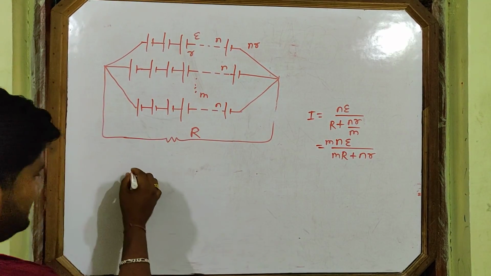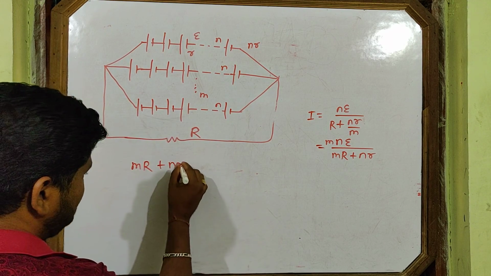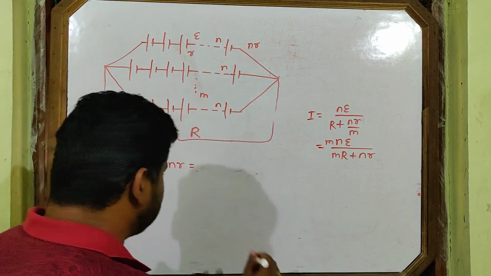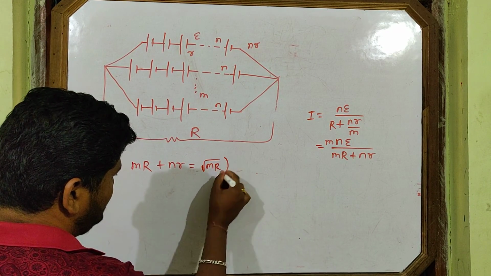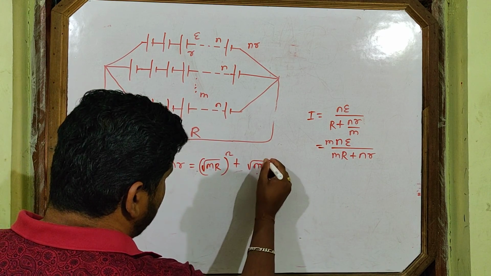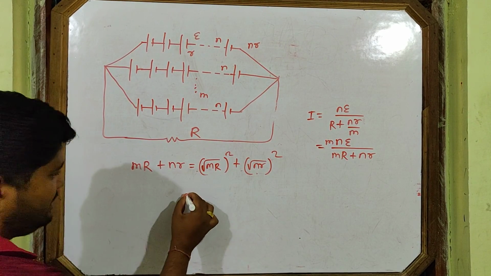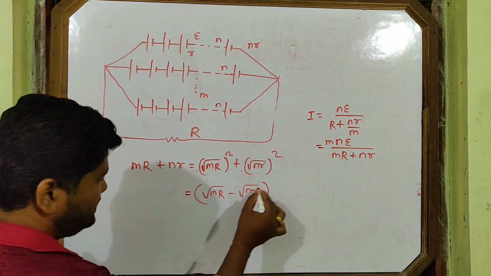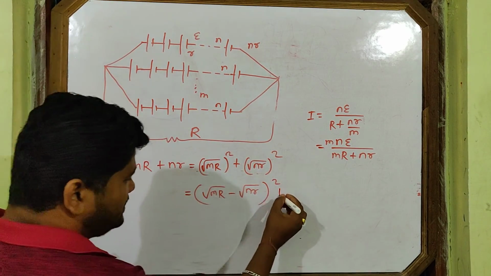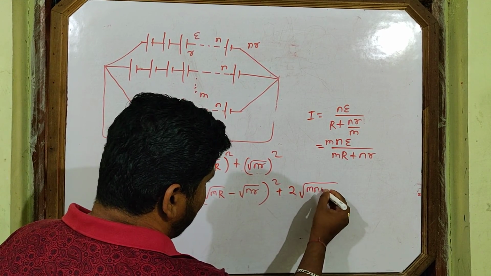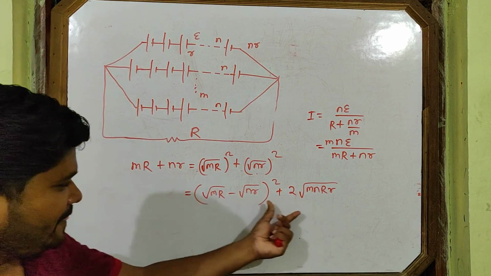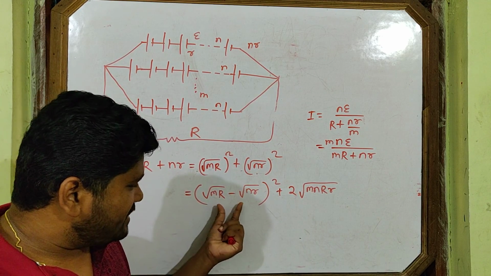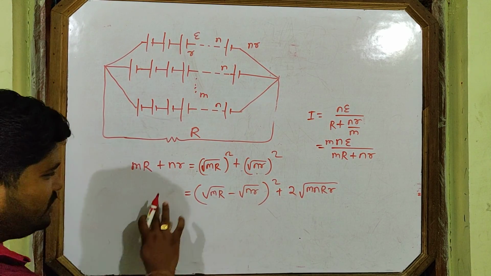Let's now see the denominator, MR plus NR. Where will it be minimum? We can't say anything from this expression, so let's change it. Write MR as (root MR) square and NR as (root NR) square. Now this is (root MR minus root NR) whole square plus 2 root MN R. Recall A square plus B square equals A minus B whole square plus 2AB. You know the algebraic formula more than me. So it is coming like this.